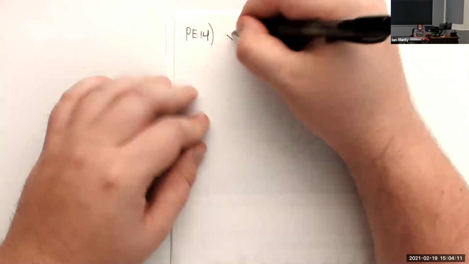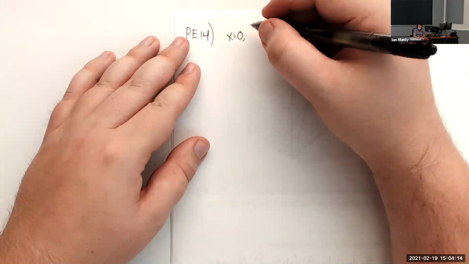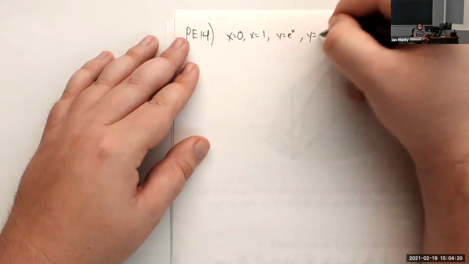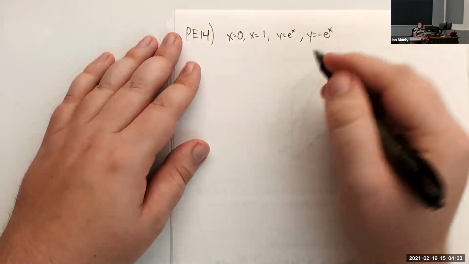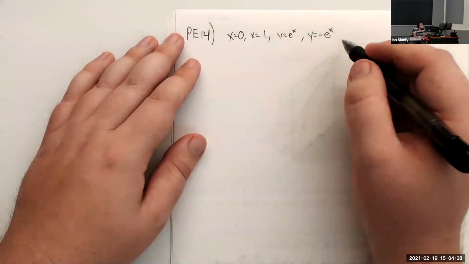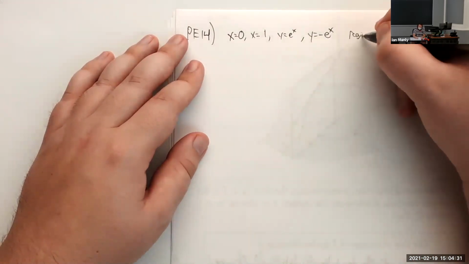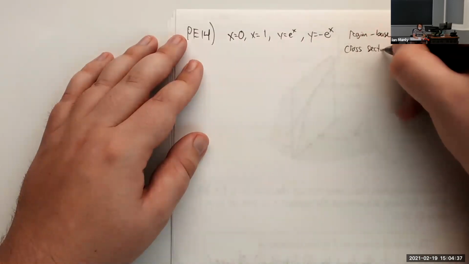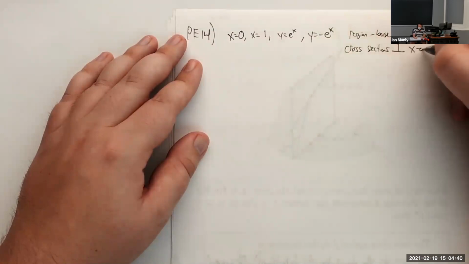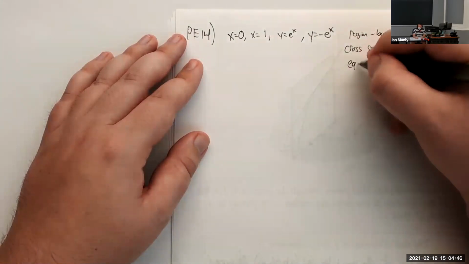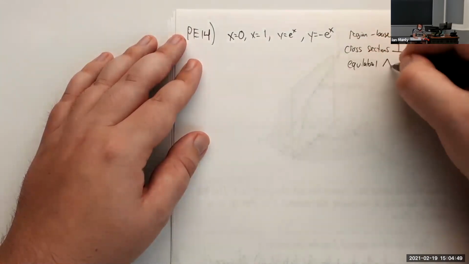There we go. All right, so this one has a region between x equals 0, x equals 1, y is e to the x, and y is negative e to the x. We didn't do this one last time, did we? Does this look familiar? Okay. So this is the region for our base. Now the cross sections for this object are perpendicular to the x-axis. And what shape are they going to be? They're going to be equilateral triangles.